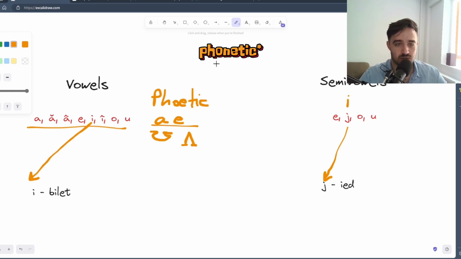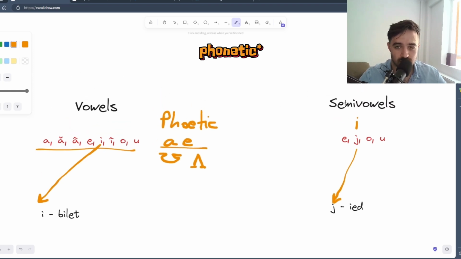Other than that, there's not much to talk about here, apart from the very important difference between vowels and semivowels. Vowels are more pronounced, more emphasized, and semivowels are a bit less. So semivowels will be a softer sound, or maybe a quieter sound than a vowel. And those are the options for a semivowel, and those are the options for a vowel.